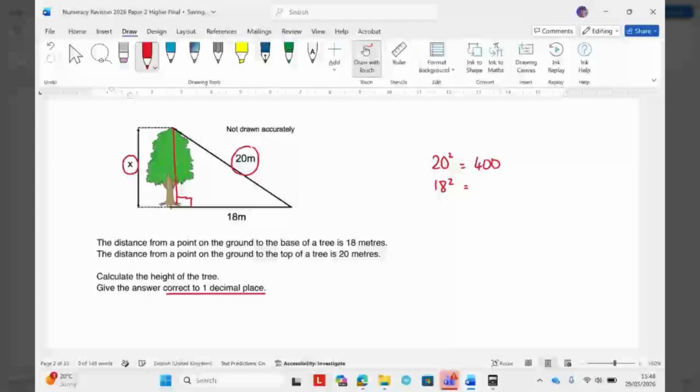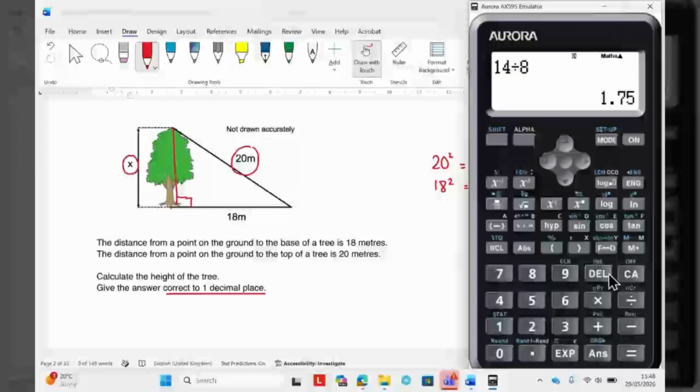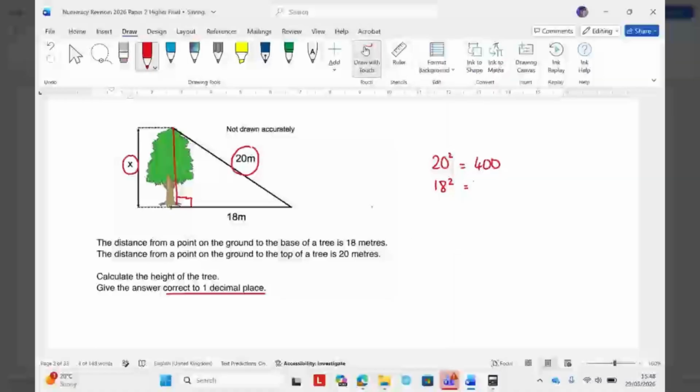Yeah, I know that, but I'm doubting myself. So 18 squared equals 324. Subtract those from each other. Okay, what is that? That's 76. And then the square root of 76.